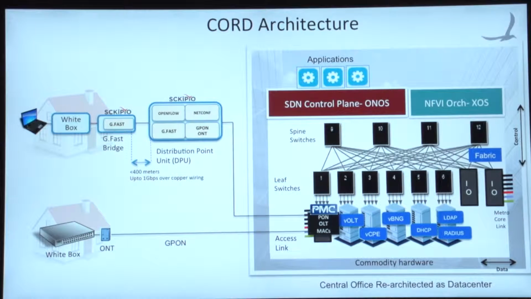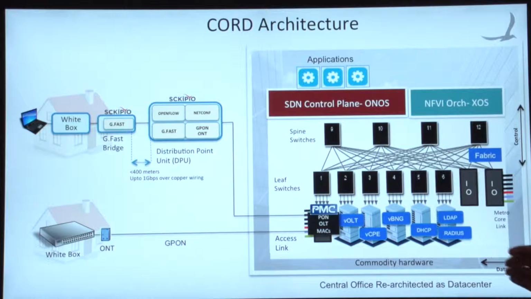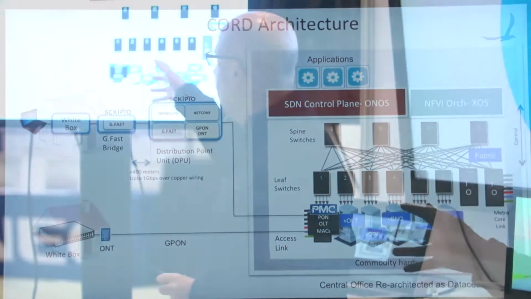So we're introducing a new architecture for the central office. In this new architecture, we have a leaf-spine fabric controlled by ONOS. Then we have an NFV orchestration system called XOS, and XOS orchestrates all the applications that run in your now data center.